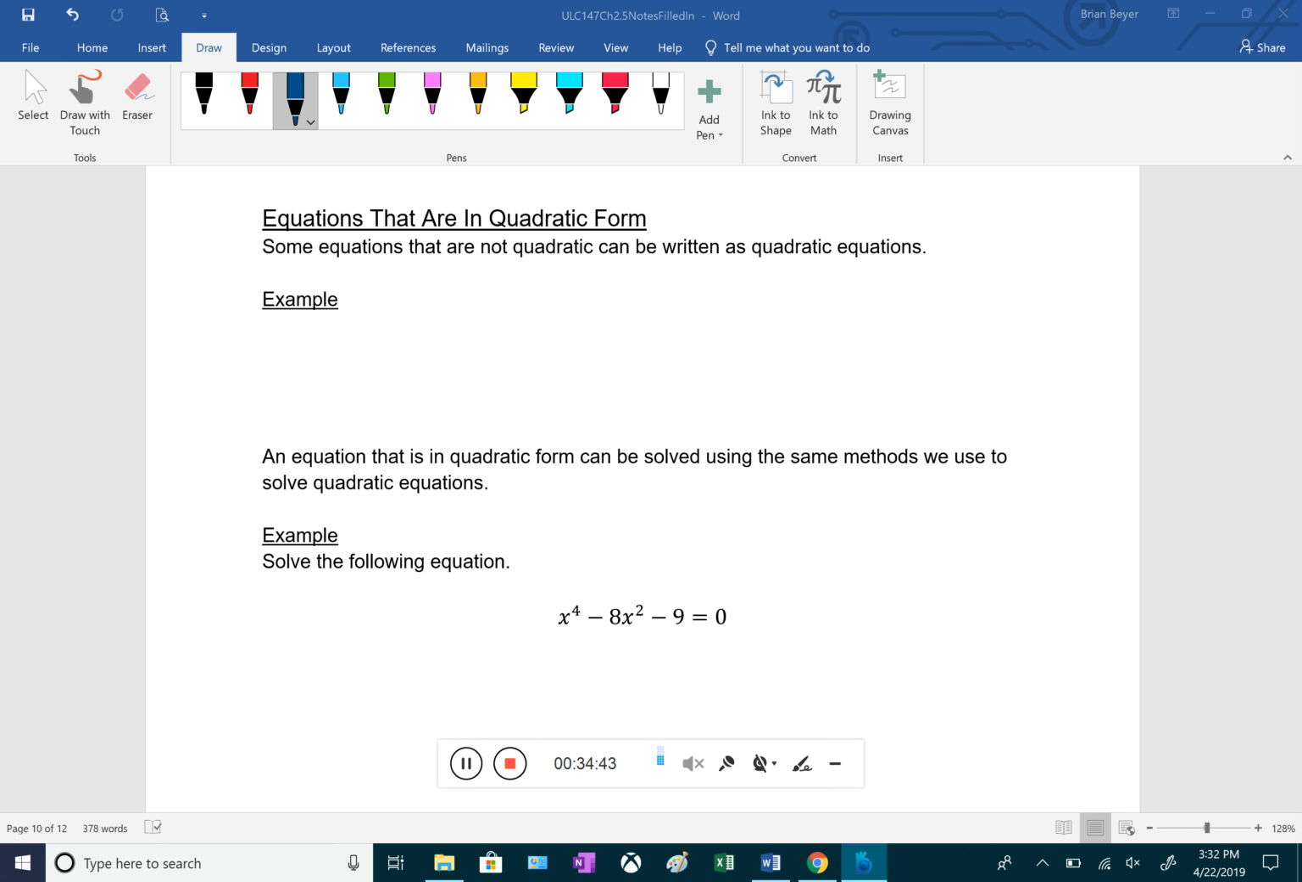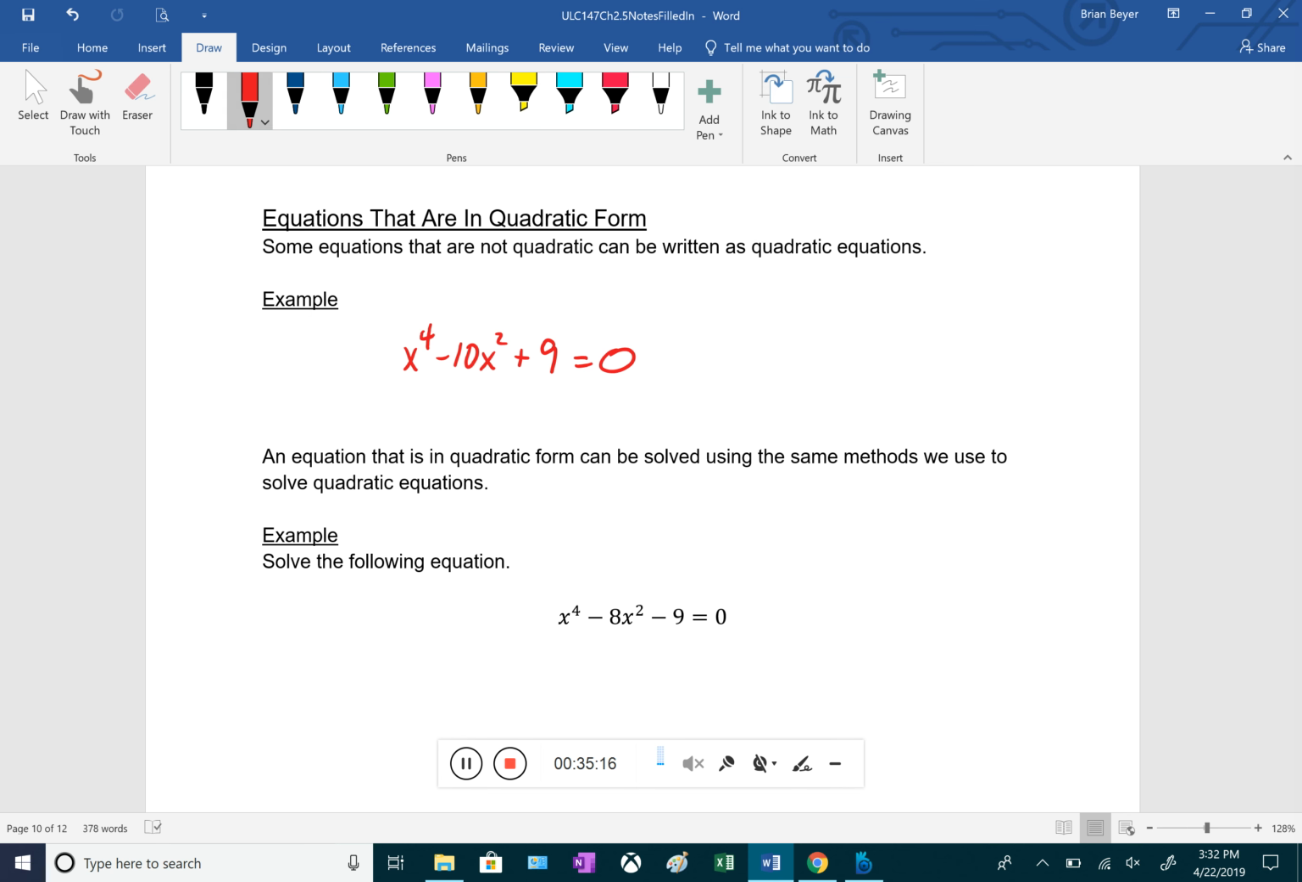Some equations may not be quadratic equations. They may not be degree 2 polynomials, but they can be written and solved as if they were quadratic equations. So for example, let's say we had x to the fourth minus 10x squared plus 9 equals 0. So clearly not a quadratic equation, right? Because this exponent is a 4, so that would be a degree 4 polynomial, not a quadratic.